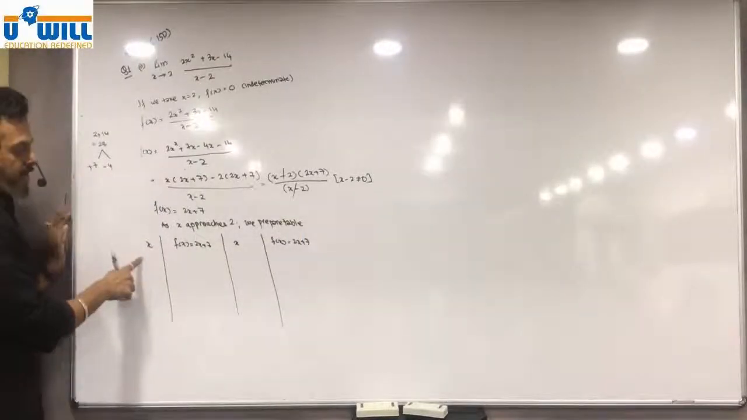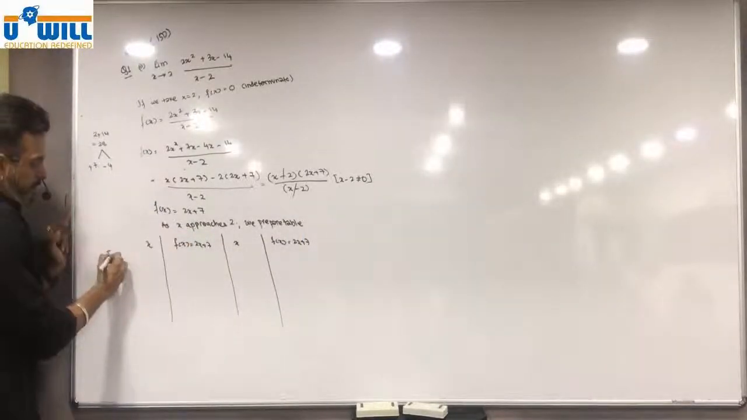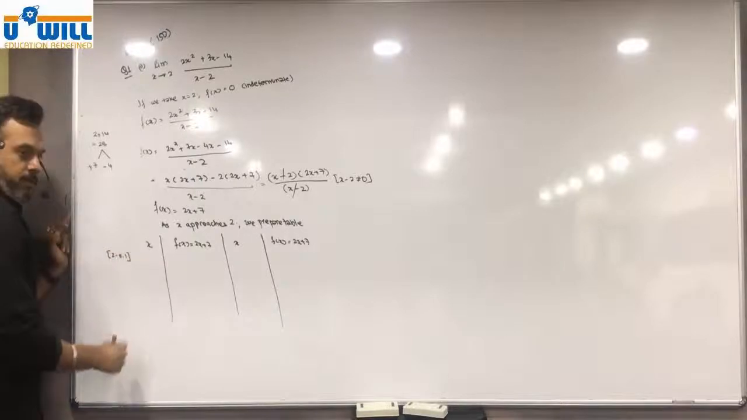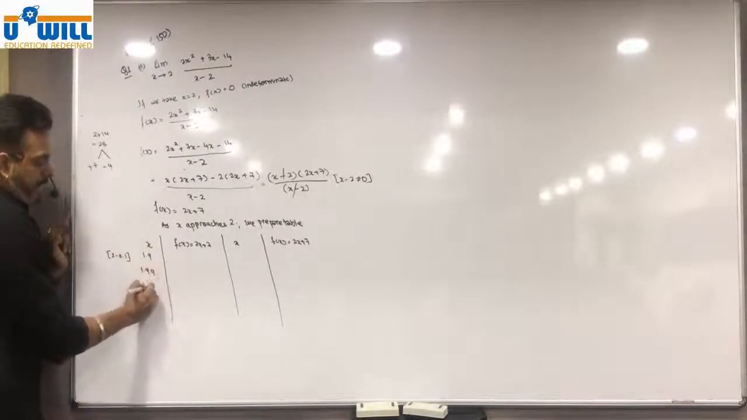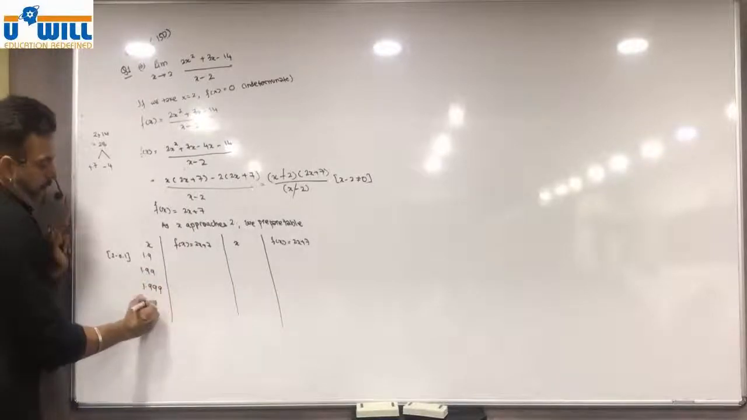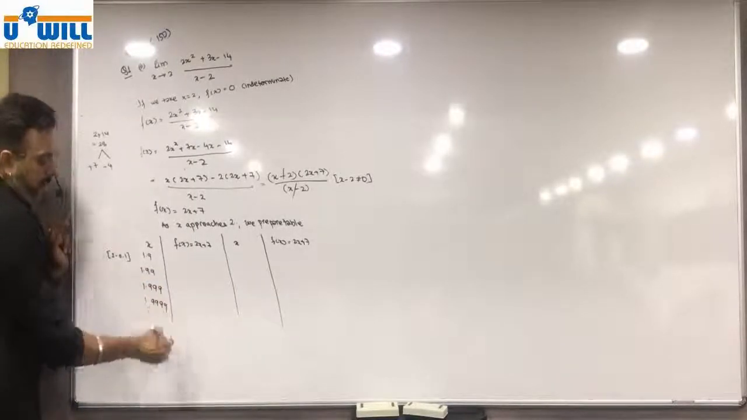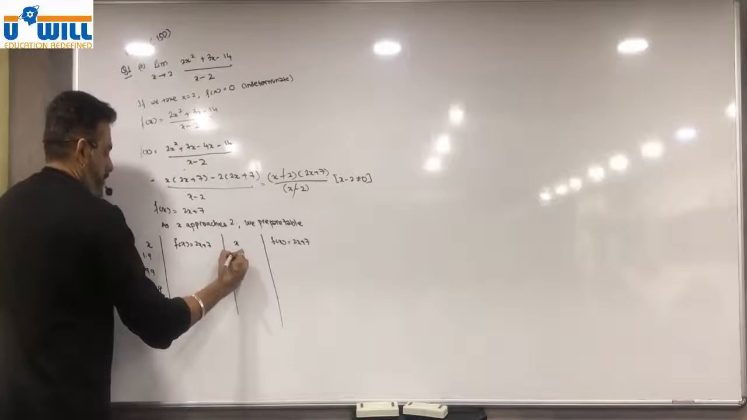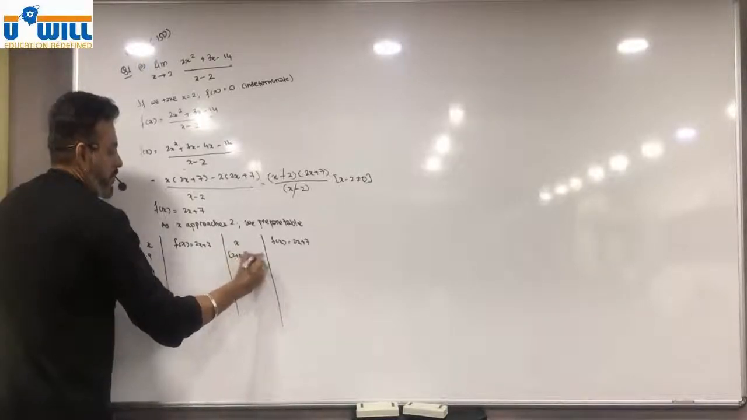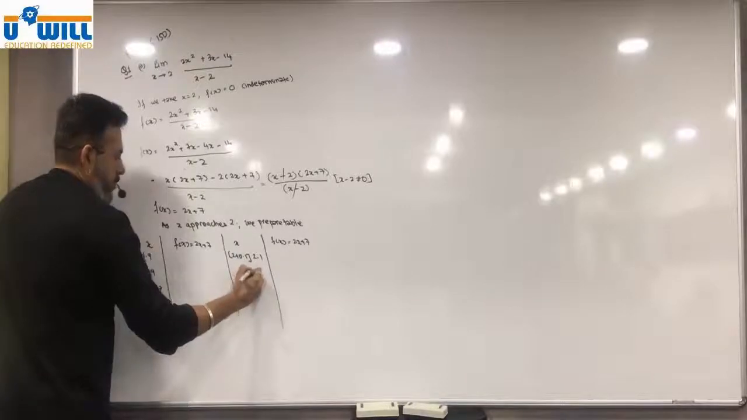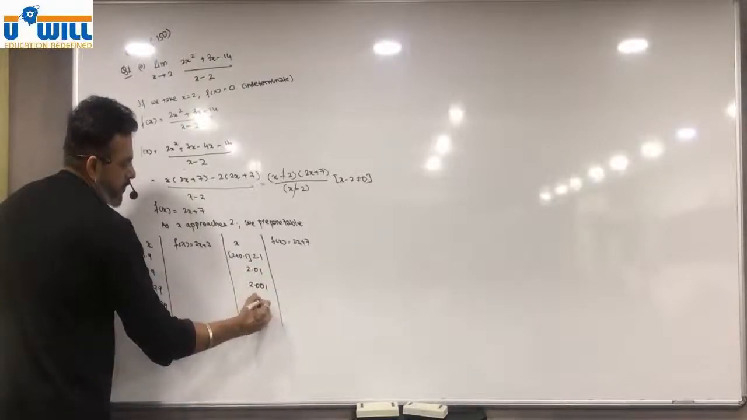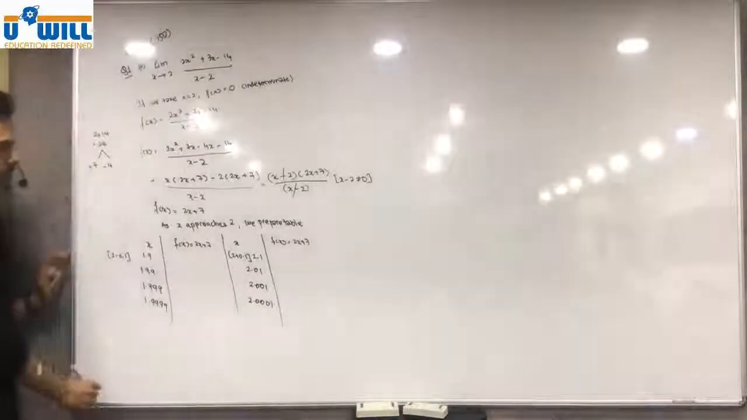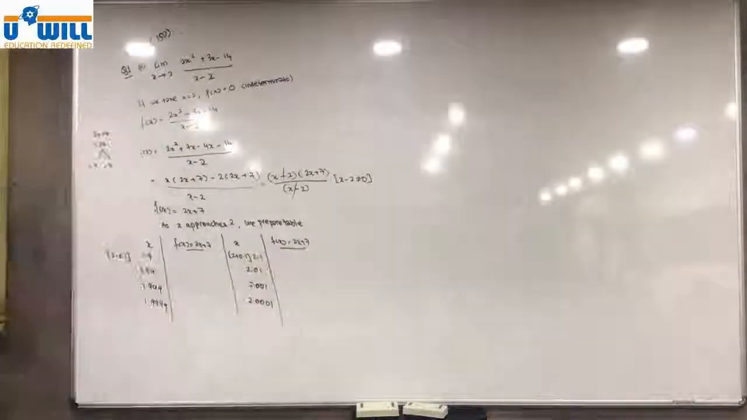Now x का value क्या लेंगे? पहले 2 minus 0.1. So 1.9, 1.99, 1.999, 1.9999. Here, 2 plus 0.1, which is 2.1, 2.01, 2.001, 2.0001. Find the value.